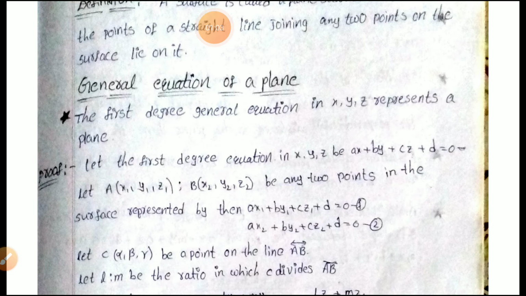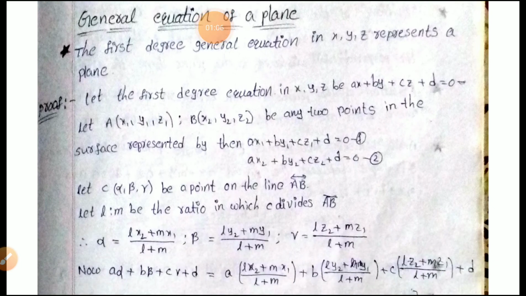Then the coordinates of C are given by alpha equal to (Lx2 plus Mx1) divided by (L plus M), and beta is equal to (Ly2 plus My1) divided by (L plus M), and gamma equal to (Lz2 plus Mz1) divided by (L plus M). Now consider A alpha plus B beta plus C gamma plus D, and replacing alpha, beta, gamma by the above expressions, we have A times (Lx2 plus Mx1) divided by (L plus M) plus B times (Ly2 plus My1) divided by (L plus M), and C times (Lz2 plus Mz1) divided by (L plus M) plus D.